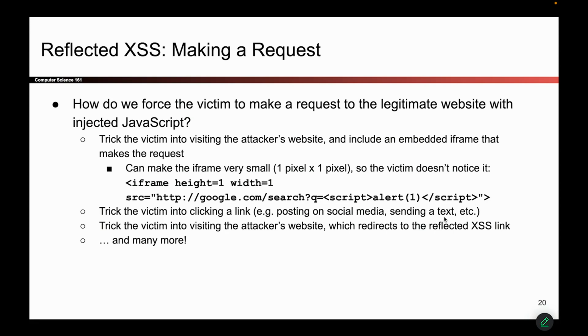You could trick the victim into clicking on this link. So maybe send them an email that says, click this link, and if they're tricked, they can click this link. Maybe they visit the attacker's website, and the attacker's website redirects them to this link. So there's lots of different ways to make the victim visit this link. And ultimately, when they visit this link, they receive this JavaScript with the origin of google.com. So these are all different ways to trick the victim into making this request. And again, these are different from just serving JavaScript to the victim.